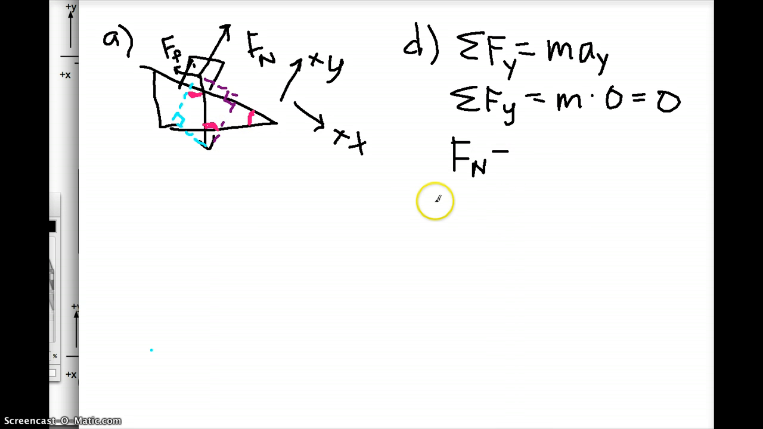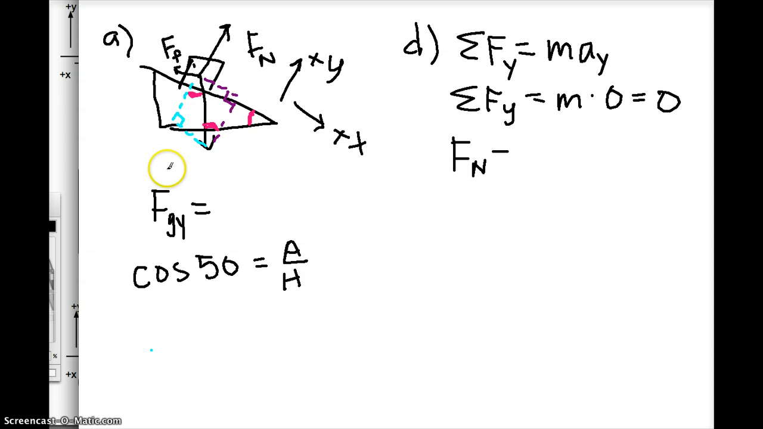Since it's adjacent, I can use cosine. So I'm going to do this on the side here. FGY is going to be equal, well, I'll show you how I do that. If I want to take the cosine of that 50-degree angle, I'm going to use adjacent over hypotenuse. I know the hypotenuse. The hypotenuse is just the force of gravity, which is m times g. And the adjacent side is what I'm looking for, FGY.